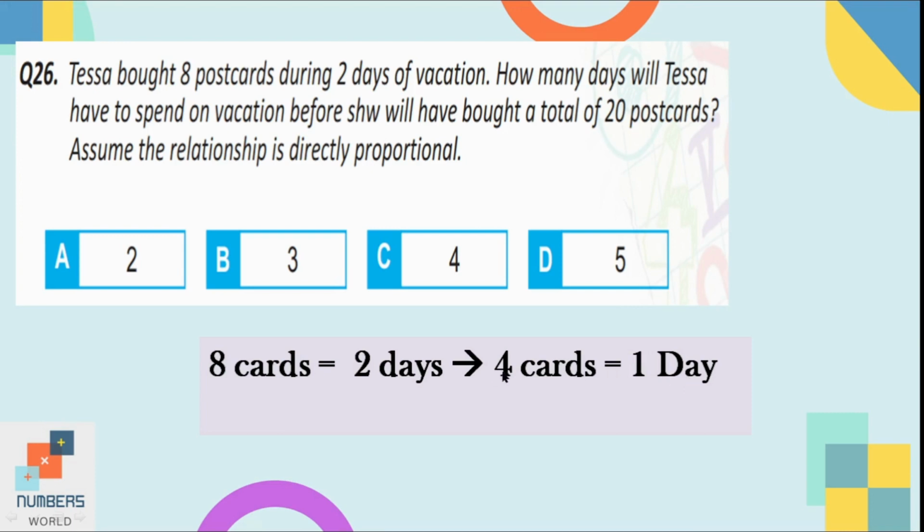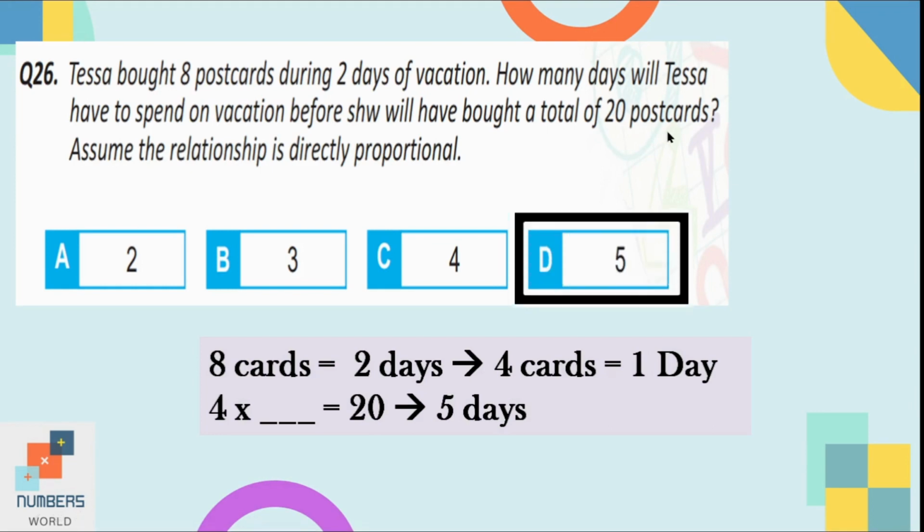So 4 multiplied by what is equal to 20? It's 5. So she will buy 20 postcards in 5 days. So Tessa will have to spend 5 days on vacation before she will have bought a total of 20 postcards. So option D is the correct option.